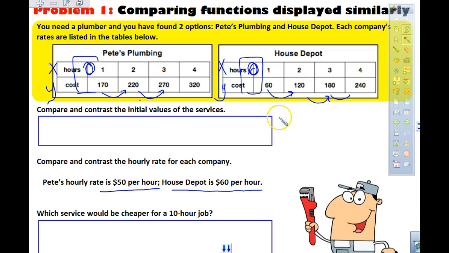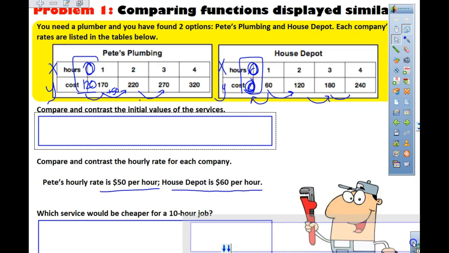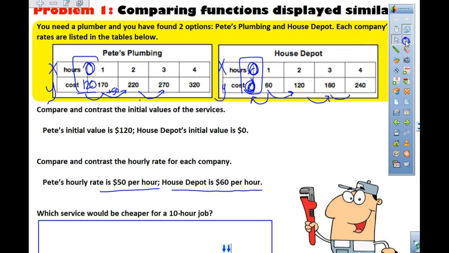So knowing these two things is helpful because if I'm going $60 an hour for House Depot, if I go back 1 unit, that means how much did they charge initially to come out? Subtract 60 from 60, it's 0, right? So House Depot, they don't charge to come out, $0, right? What about Pete's Plumbing? We're going to subtract off how much? Subtract 50 because we were adding 50, so 170 minus 50 gives us an initial value of 120. So what that is telling us is that when we compare and contrast their initial values, Pete's initial value is 120, House Depot is 0.